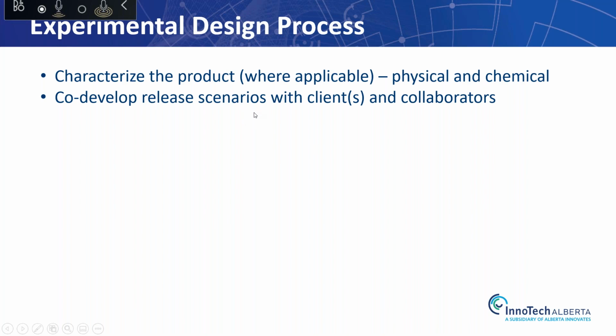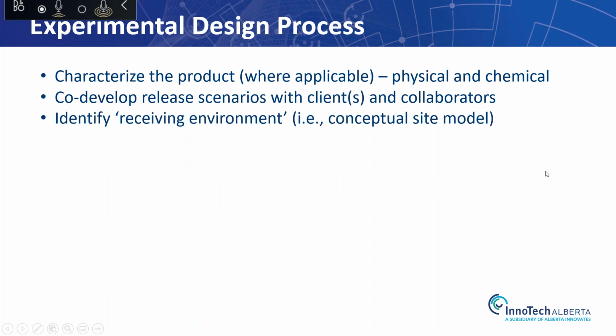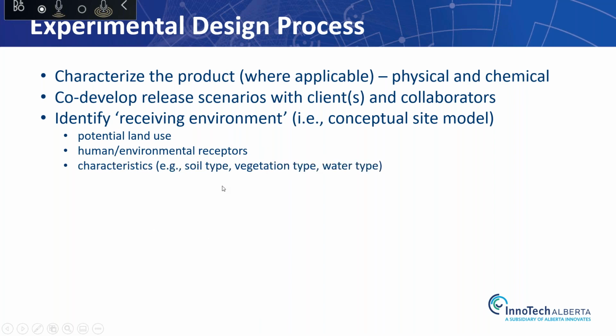I know I'm generalizing a little bit, but I'm going to be talking about quite a number of different examples throughout the talk, so I'm just trying to cover them off as best I can here in this design process. Next, looking at the receiving environment. This can be likened to the conceptual site model, again looking at land use, human and environmental receptors. What are we trying to simulate so that we can answer our clients' questions, and how can we do that in the most realistic way possible? So we deal with land use, receptors, and then characteristics of that environment. It might be soil type, it might be down to soil density, vegetation type, water type, etc.